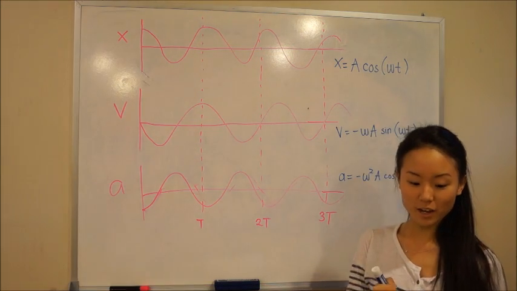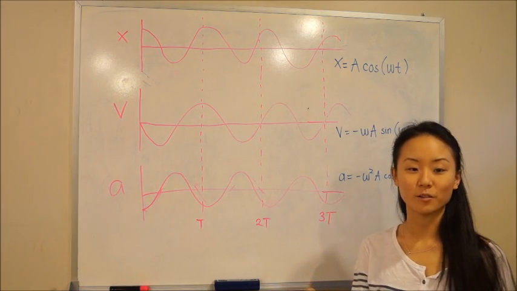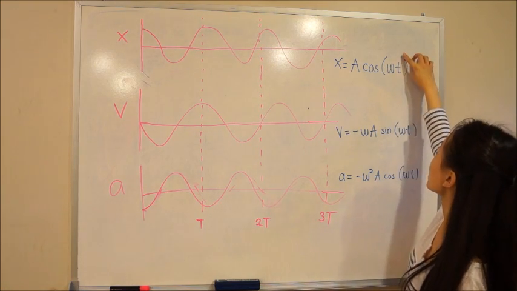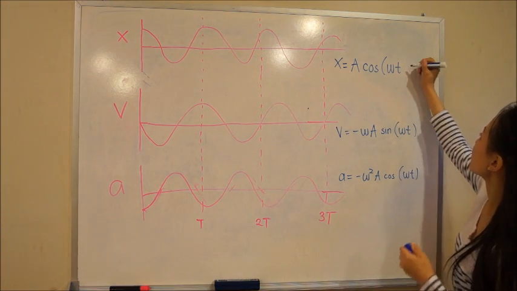And sometimes the object doesn't start at equilibrium, and if that's the case, then there would be a phase shift in here, which would be given by phi.